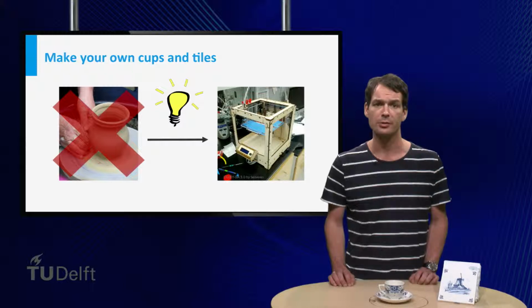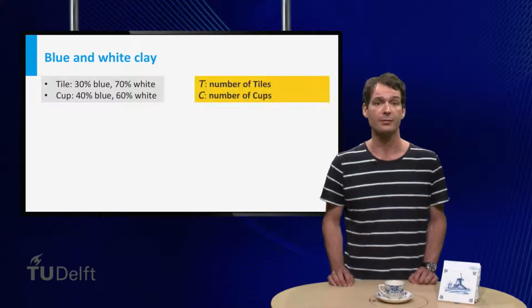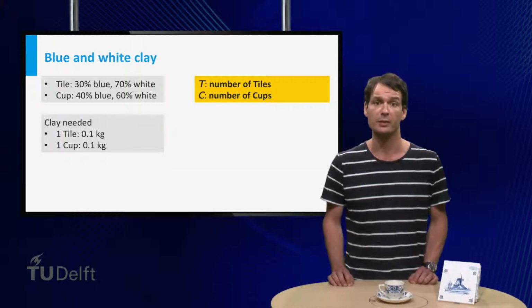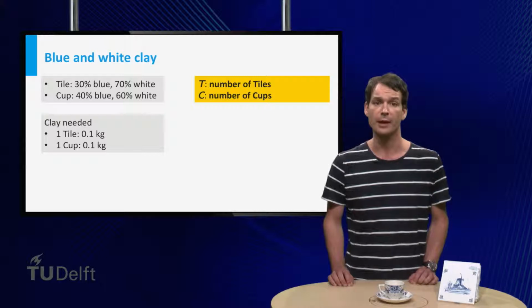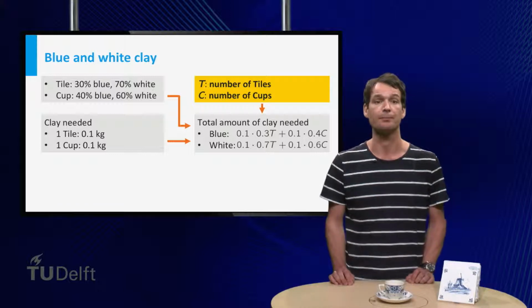First of all, the towels and cups are printed with blue and white clay. Let's say a towel consists of 30% blue and 70% white, and a cup consists of 40% blue and 60% white. If T is the number of towels you make and C the number of cups, and if each cup or towel takes exactly 0.1 kilograms to print, the amount of blue clay you need is equal to 0.1 times 30% of T plus 0.1 times 40% of C. And in the same way you find the amount of white clay that you need.